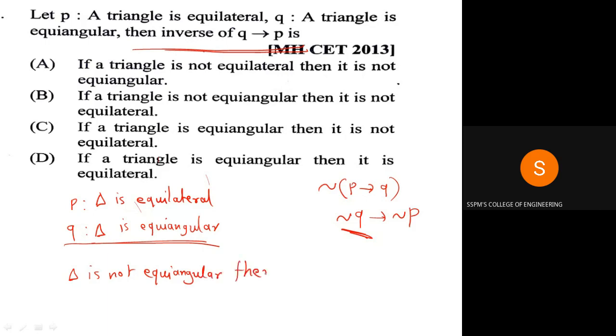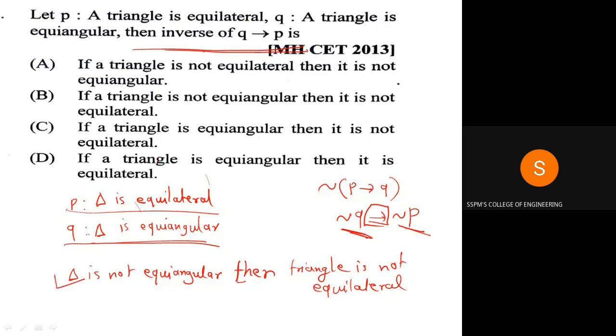Then the negation of P. P says triangle is equilateral, so the negation of P means triangle is not equilateral. So this is the correct option: if the triangle is not equiangular, then it is not equilateral. So B is the correct option.